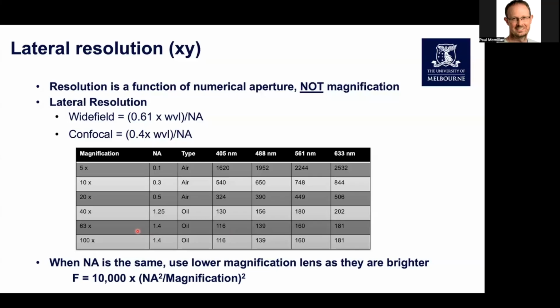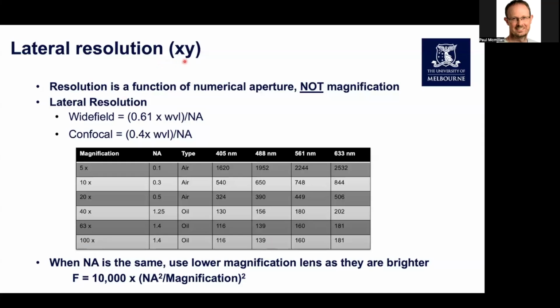One important thing to bear in mind here is both our 63X and our 100X have a 1.4 NA. In this case, we would use the lower magnification lens as it's brighter, collects more light than the 100X objective. That's why you often don't see a 100X objective on a confocal system. Again, there's an equation there if you want to work that out.